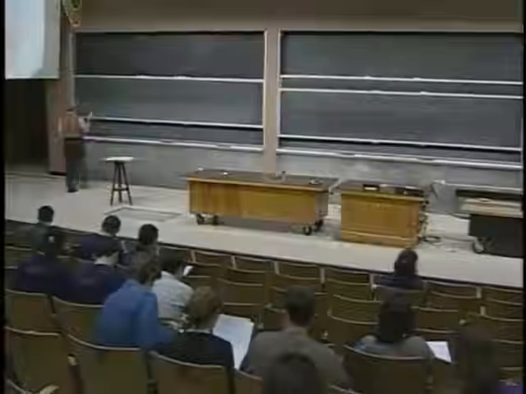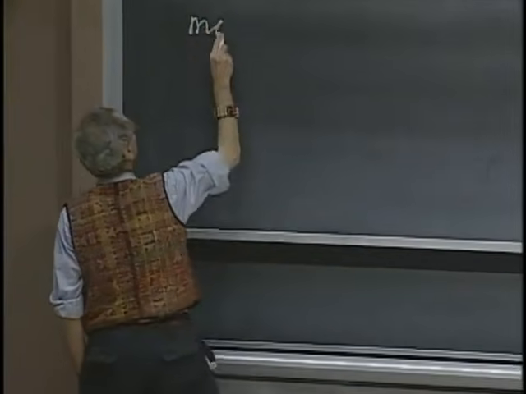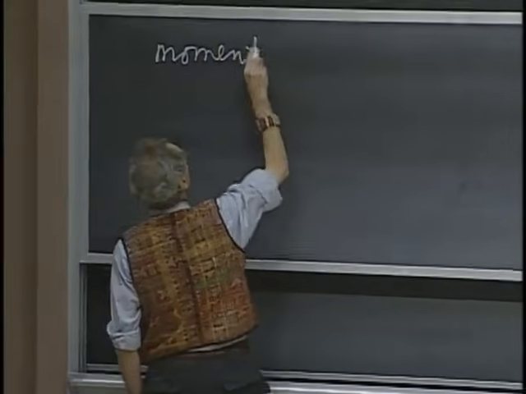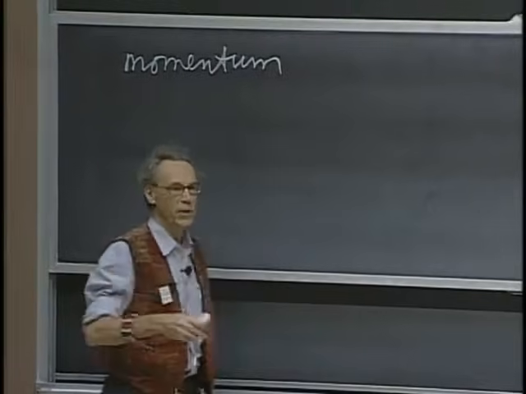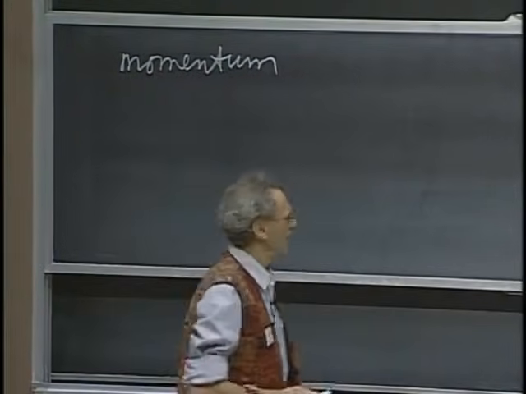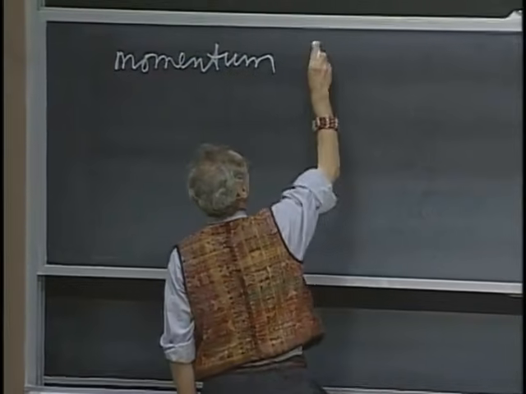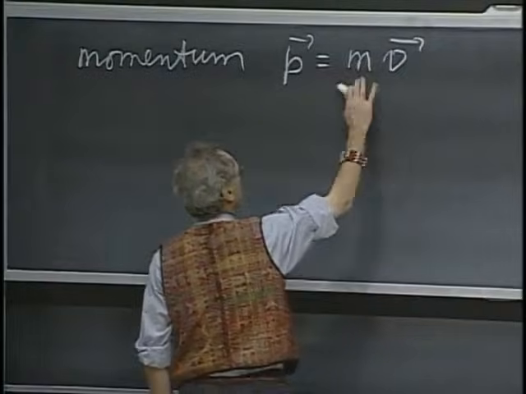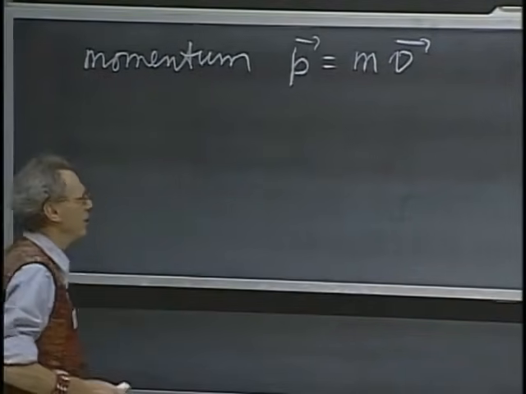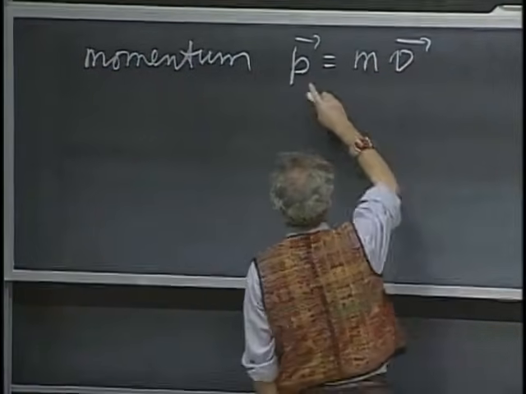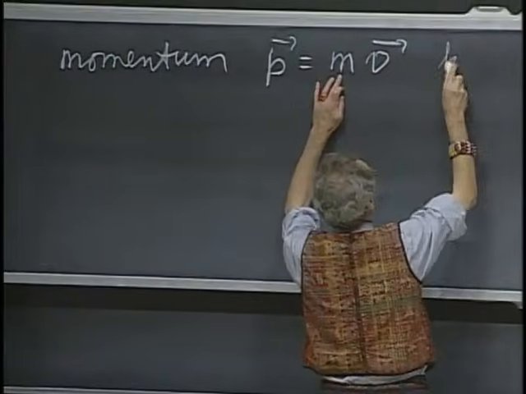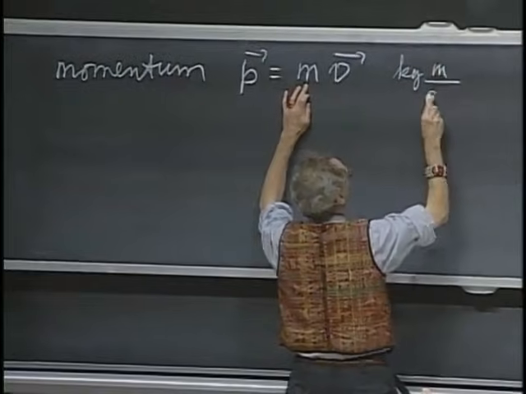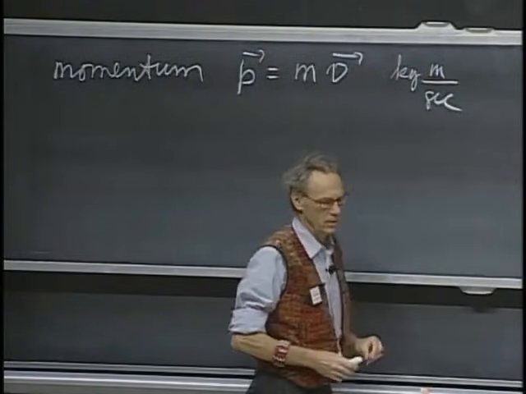We're going to talk about a whole new concept, which is the concept of momentum. We all heard the expression, we have a lot of momentum going. Well, in physics, momentum is a vector, and it is the product between the mass of a particle and its velocity. And so the units would be kilograms times meters per second.